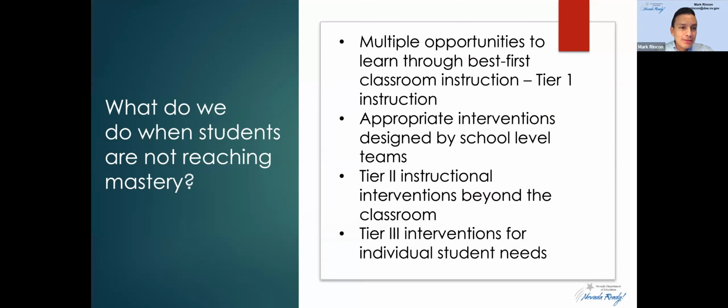Thanks, Janie. So we're just going to review, I think we really covered a lot of these bullets on the slide. What can we do when students are not reaching that mastery? We heard some really great conversations from some of our participants this afternoon, but it's really looking at appropriate interventions that are designed by school level teams, tier 2 instructional interventions that go beyond the classroom, and then also looking at tier 3 interventions for individual student needs.